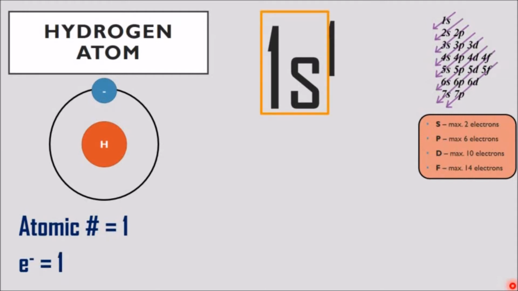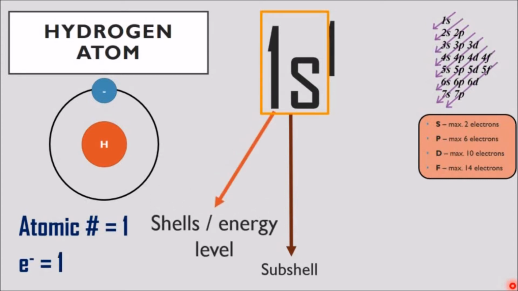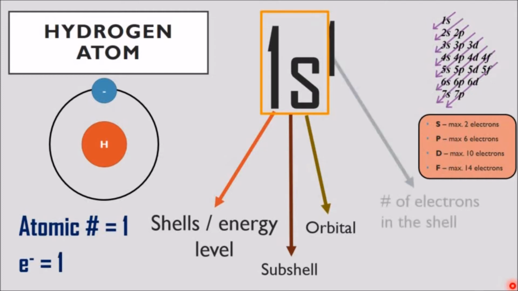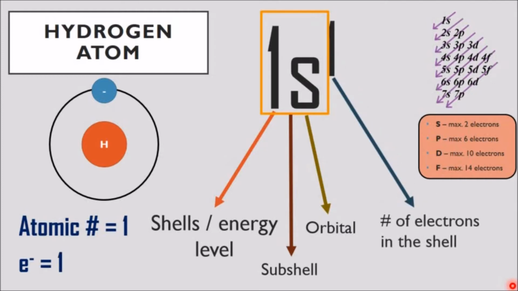So we have here the 1s part, which is called the subshell. The subshell is the group of electrons in the same orbitals. The first number pertains to the shell or energy level of the atom. The letter represents the orbital where it can be found. And the superscript tells us the number of electrons in the shell. Hydrogen's electron configuration basically tells us that we can find its only 1 electron in the first shell in the s orbital. So that's just how simple it is.